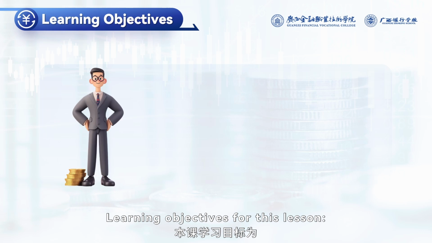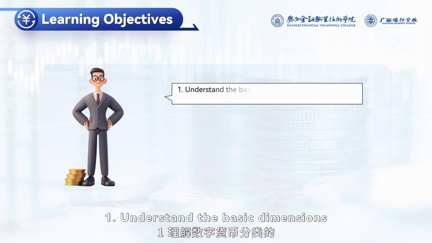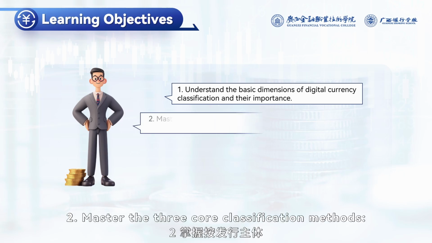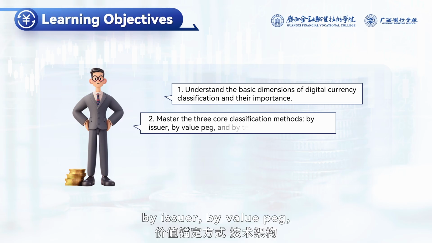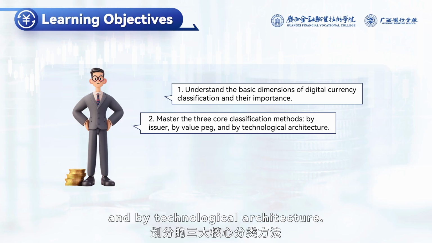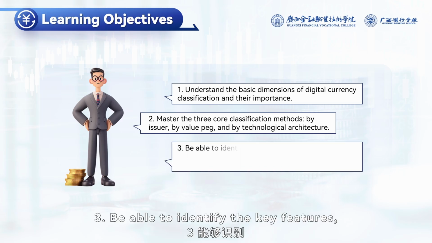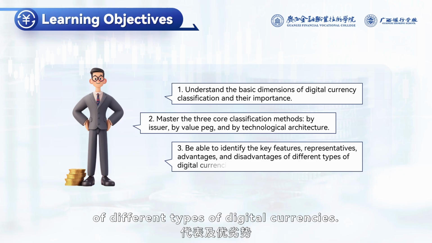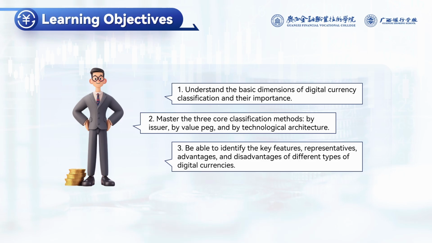Learning objectives for this lesson. 1. Understand the basic dimensions of digital currency classification and their importance. 2. Master the three core classification methods: by issuer, by value peg, and by technological architecture. 3. Be able to identify the key features, representatives, advantages, and disadvantages of different types of digital currencies.